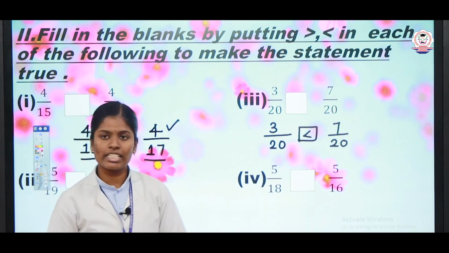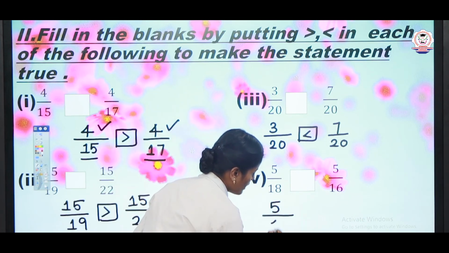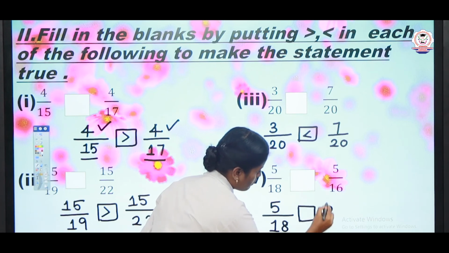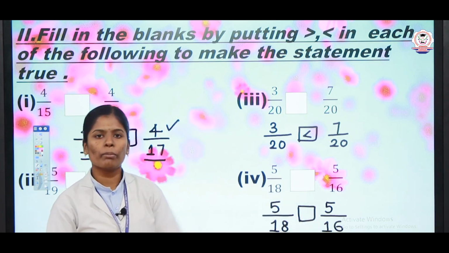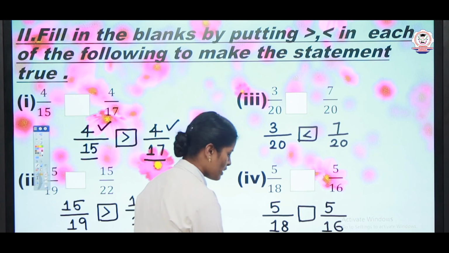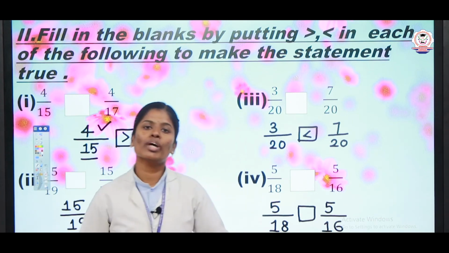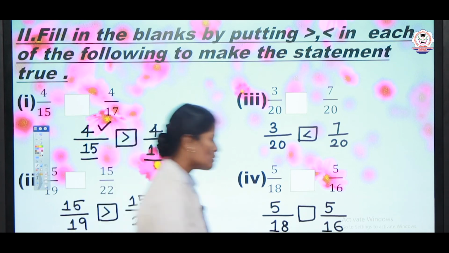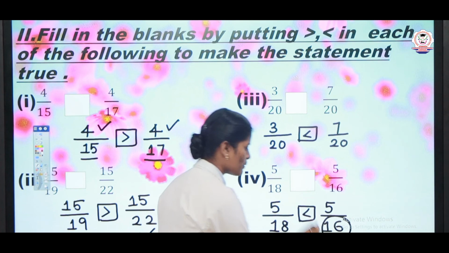Next 5 by 18 and then 5 by 16. Take 5 by 18, 5 by 16. So here too we have the same numerator value. Check the denominator value. We have the denominator values 18, then 16. So here in this fraction, the smaller number is called the greater value. So put the symbol like this.